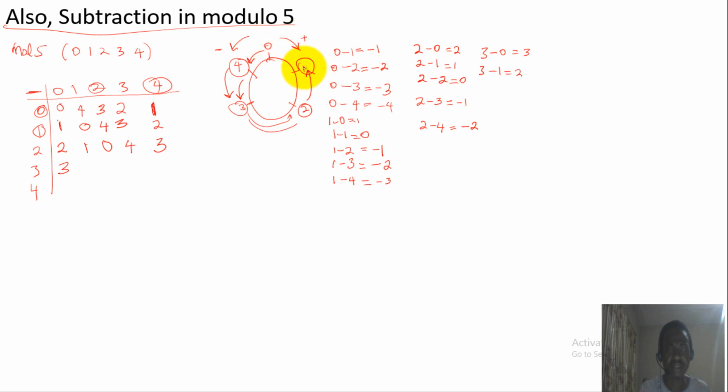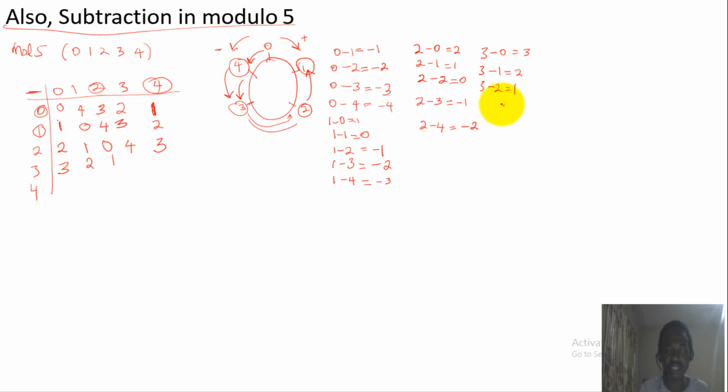1, 2. That will give me 2. Then 3 minus 2. That will be the next one. 3 minus 2 will give me 1. Automatically, it's going to move just 1 time. That will give me 1. Then 3 minus 3.